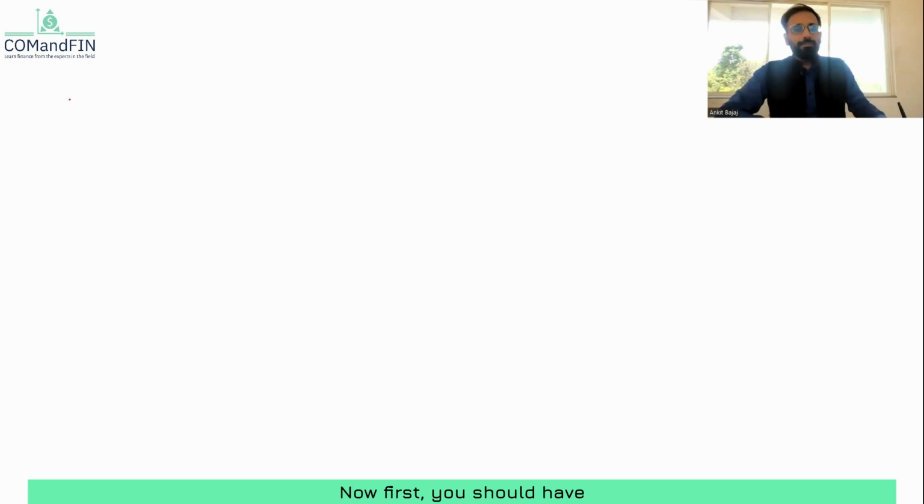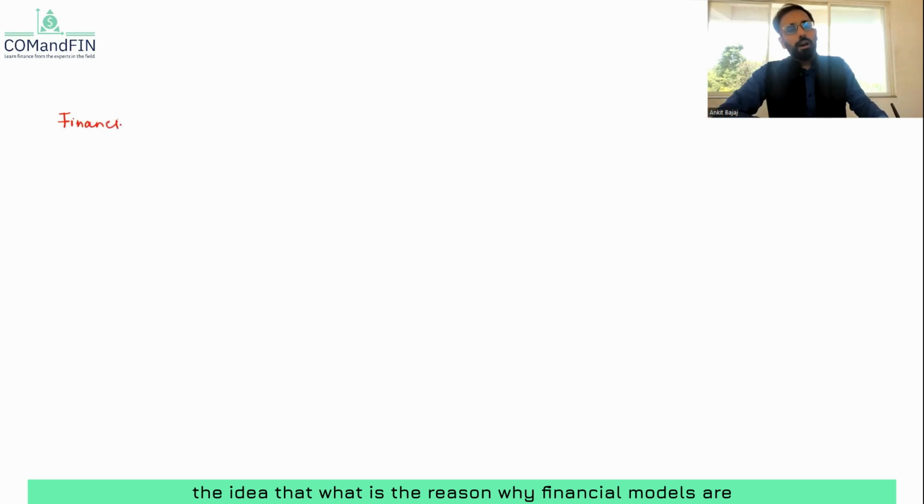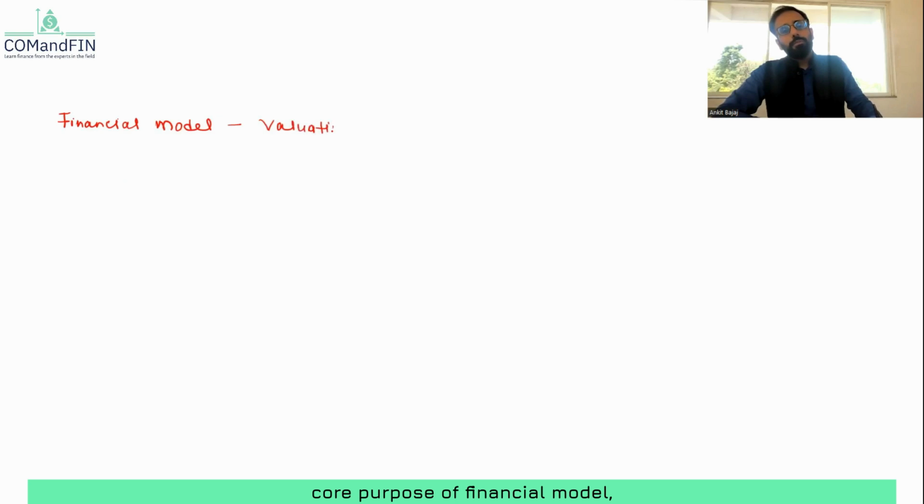Now, first, you should have the idea of the reason why financial models are prepared. Financial models are prepared to assess the valuation of business. This is the core purpose of a financial model, right? If we want to find out the valuation of business, we will prepare the financial model.